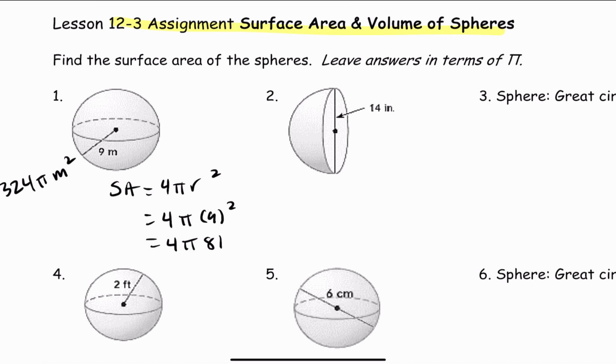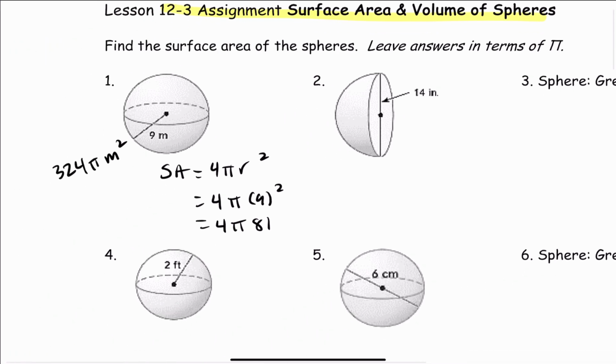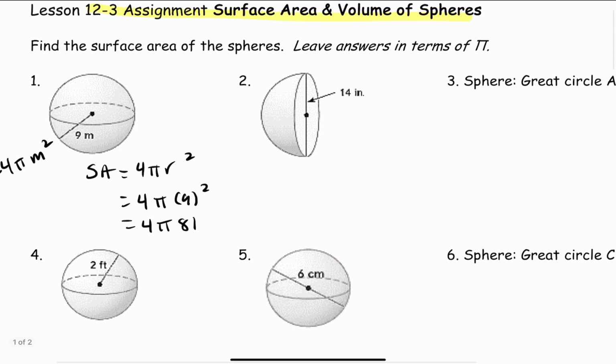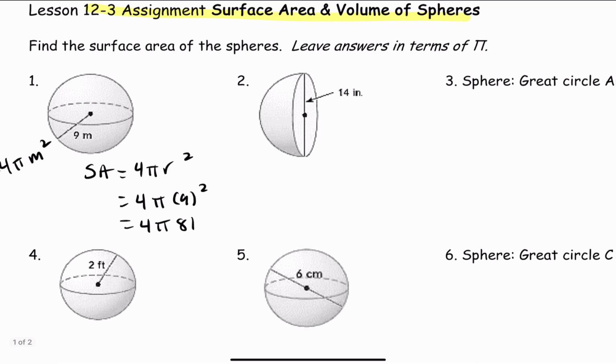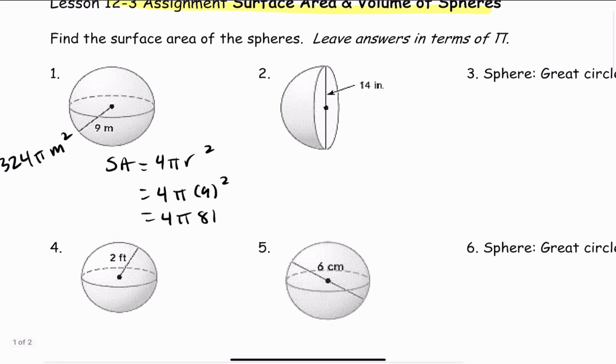Number 2, this 14 is actually pointing at this whole diameter. I'm sorry if it looks like it's the radius or it's just pointing at the radius, but really it's this whole chord here, this diameter. So since it's a hemisphere, the surface area of a hemisphere is 3 pi r squared.